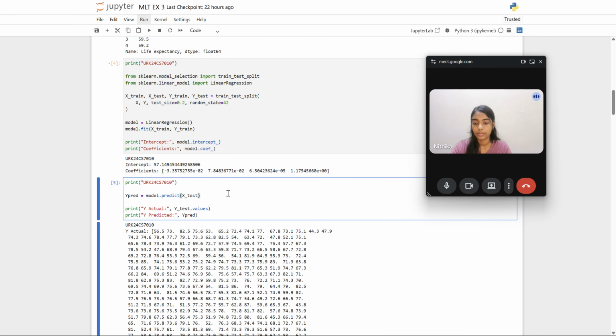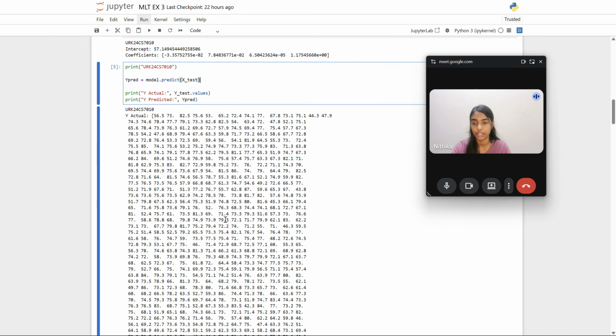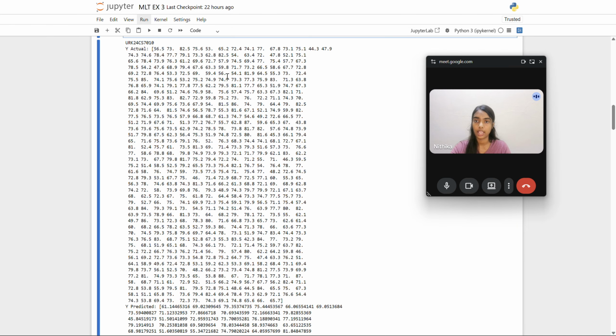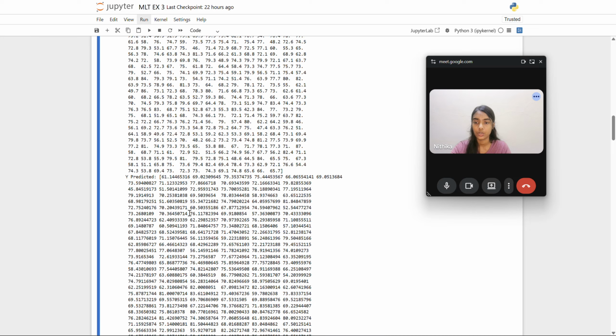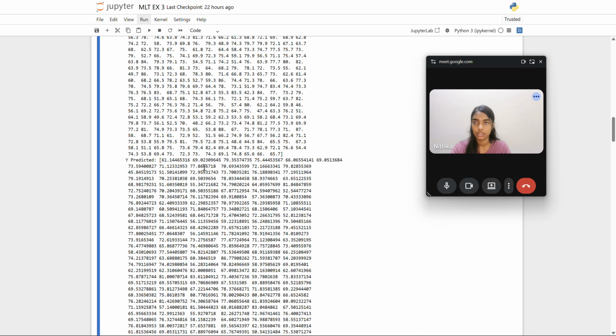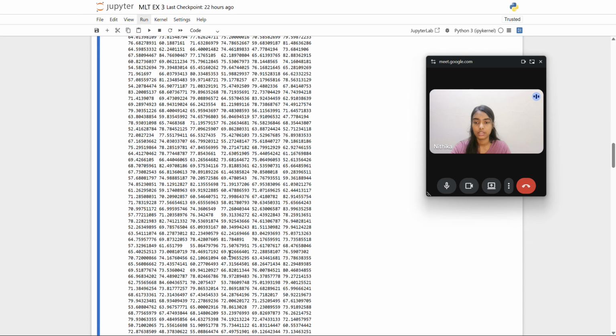Here, predict uses the trained model on the test data to calculate the predicted life expectancy. And y_test represents the actual value and y_pred represents the predicted value. So these are the outputs that are generated, that is the y actual and then the y predicted.